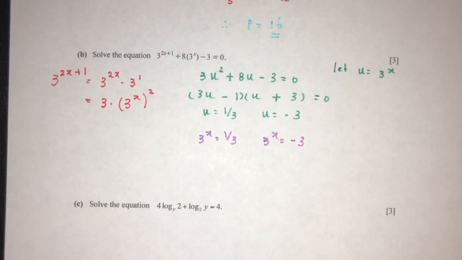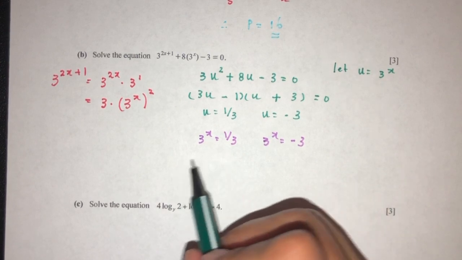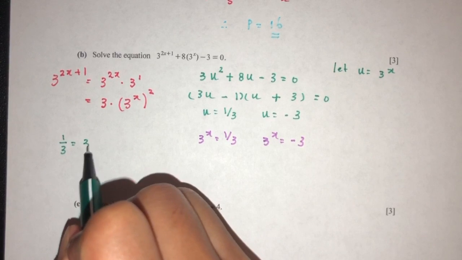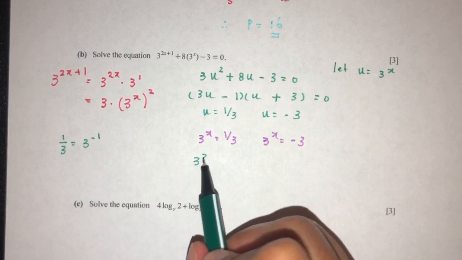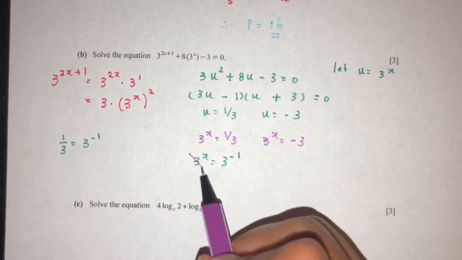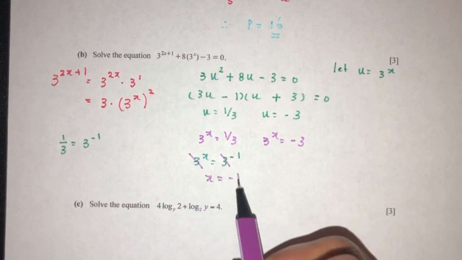So let's see how you're going to solve this question. So for this one, pretty easy. We can rewrite this as what? 1 over 3, same thing as 3 power minus 1. That will be, this is equal to 3 power minus 1. Because they have the same base, they will cancel out. So x will be the value of minus 1.